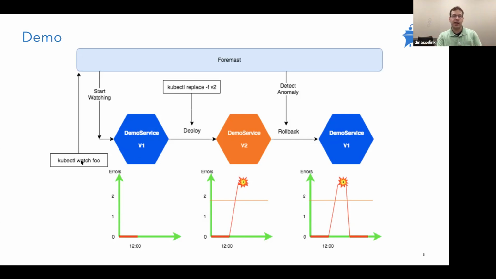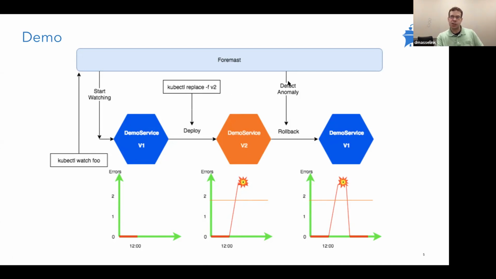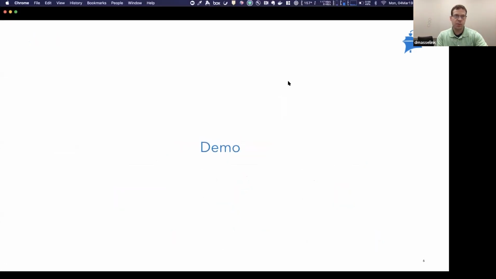This is just a slightly more detailed view of the demo we're going to show. First, we're going to start off with an extension to kubectl, a watch command to tell the system to start ingesting data for a particular application. From that point on, that service is being watched. We'll do a deployment, emulated with a kubectl replace with a different file. That version, as I mentioned before, is going to have some errors in it, so we'll see the error rate spike. The anomaly hopefully will be detected, and we'll see that roll back. So this is one more quick overview of roughly what we're going to see in the demo. Let me jump to that.